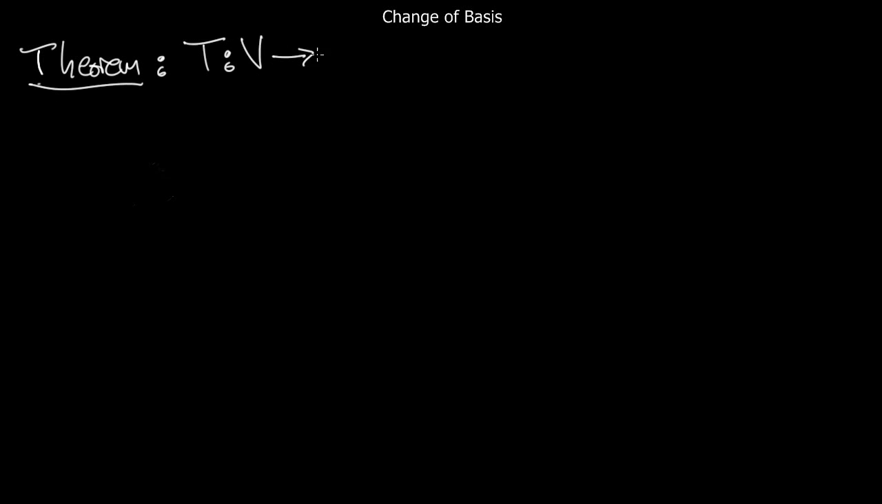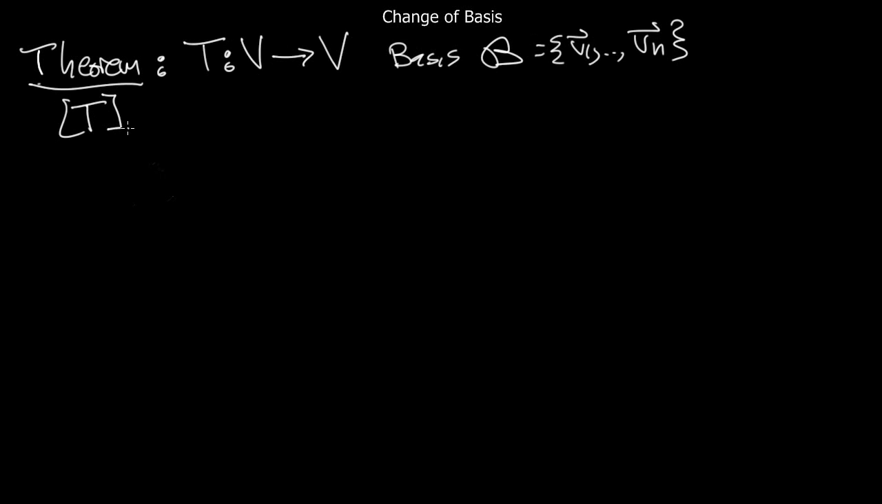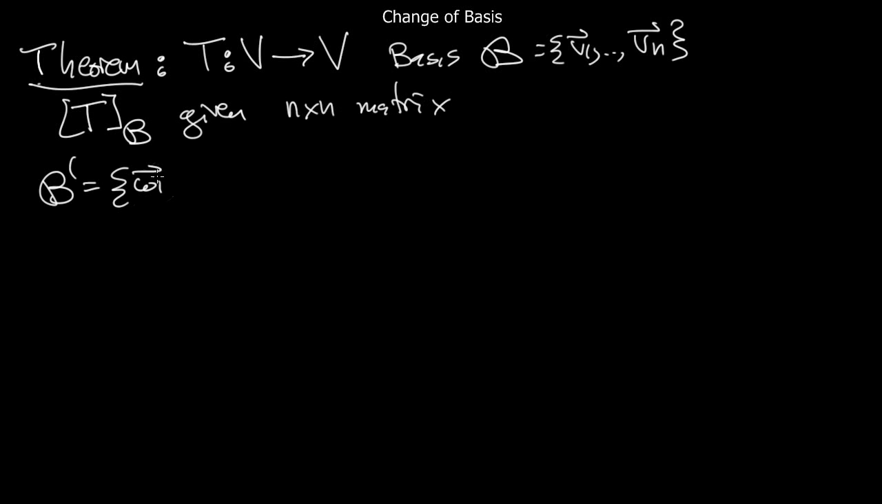Okay, so here's the theorem. Suppose you have a map T from V to V. I'm just going to say it for a single vector space, and you have a basis B, which you're using on V. And let's say you write that basis v1 through vn. And you have the matrix of the linear transformation. It's an n by n matrix with respect to that basis. Now you come along and you choose a new basis, w1 through wn. And I'd like to know what the matrix of T is with respect to this.